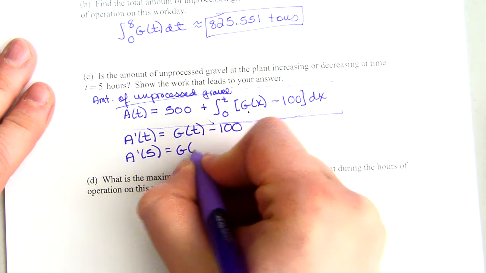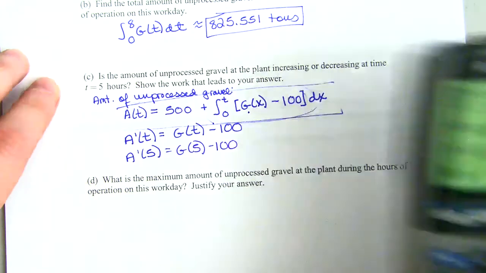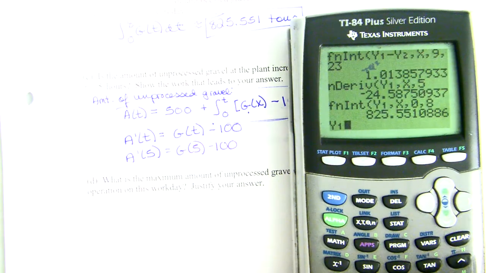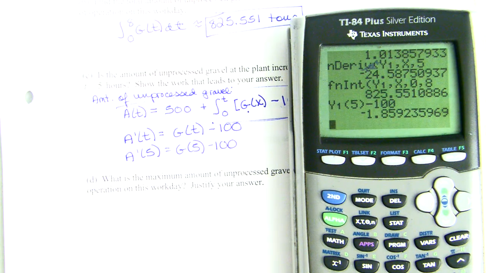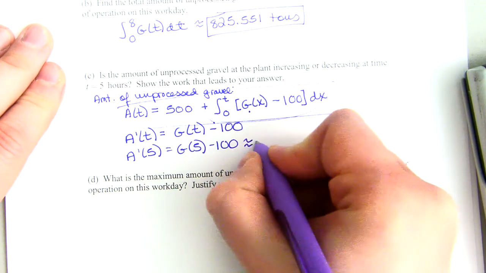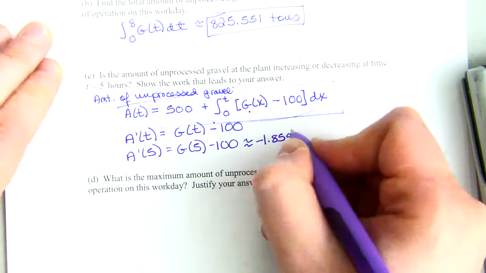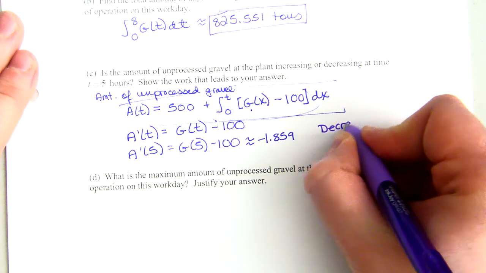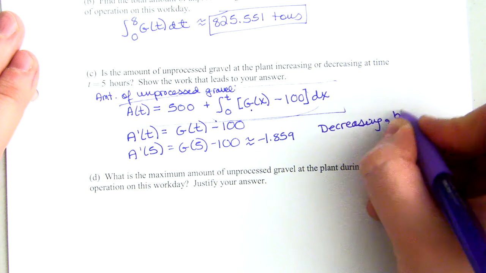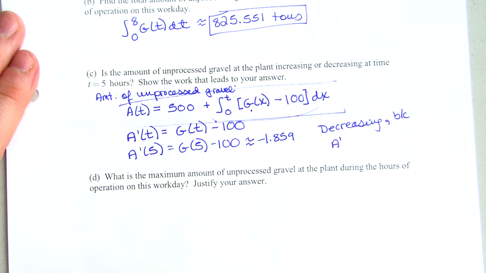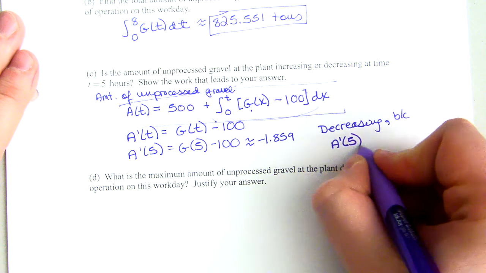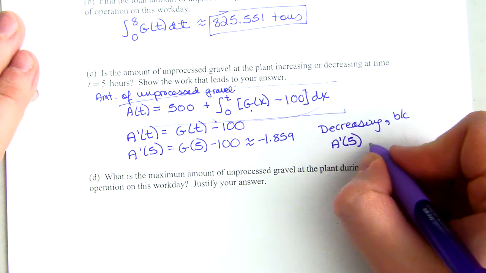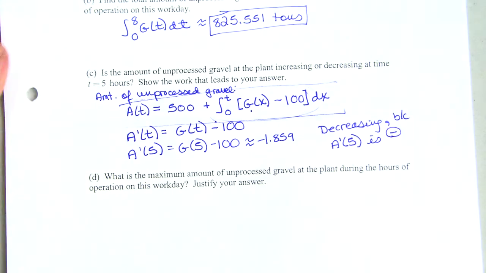Okay, to do this, I'm going to do g of 5 minus 100. Negative 1.859, approximately. Well, since the derivative of the amount of unprocessed gravel is negative, it looks like the amount of unprocessed gravel is decreasing. Why? Because a prime of 5 is negative. Don't say a prime of t. Say a prime of 5. I mean, I guess you could say a prime of t at t equals 5, but that's more writing. I don't need to do that.